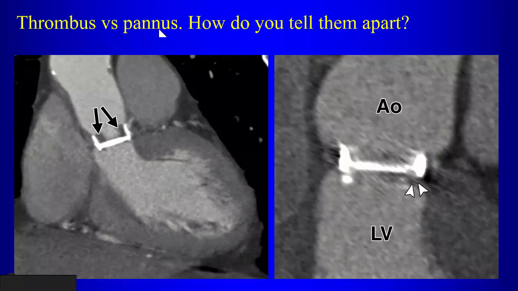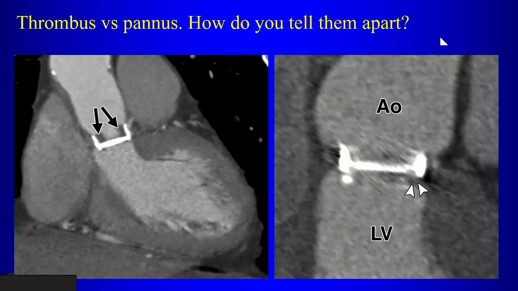One of these is thrombus, one of these is pannus. How can we differentiate between thrombus and pannus? Which side? So how does that help? Yeah, so the pannus tends to occur on the ventricular side. Pannus is an ingrowth of fibrous tissue from the endothelium of the heart. So that tends to occur on the ventricular side. Thrombus tends to occur on the aortic side of the valve.